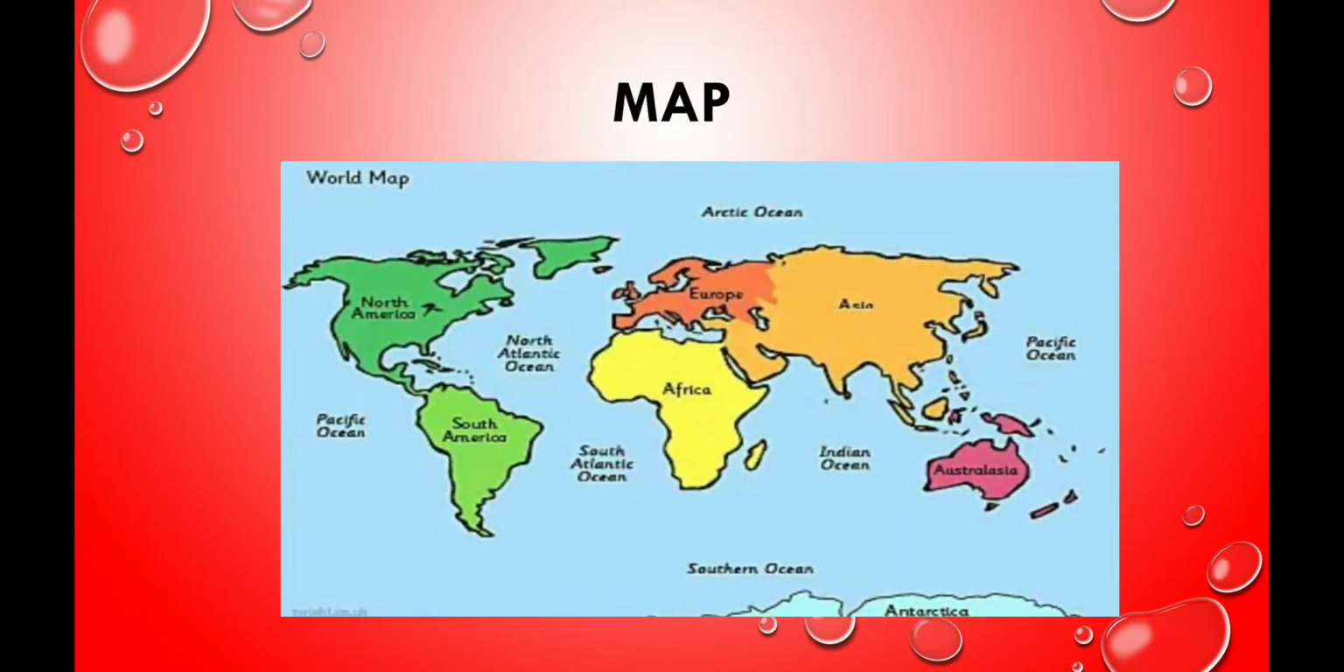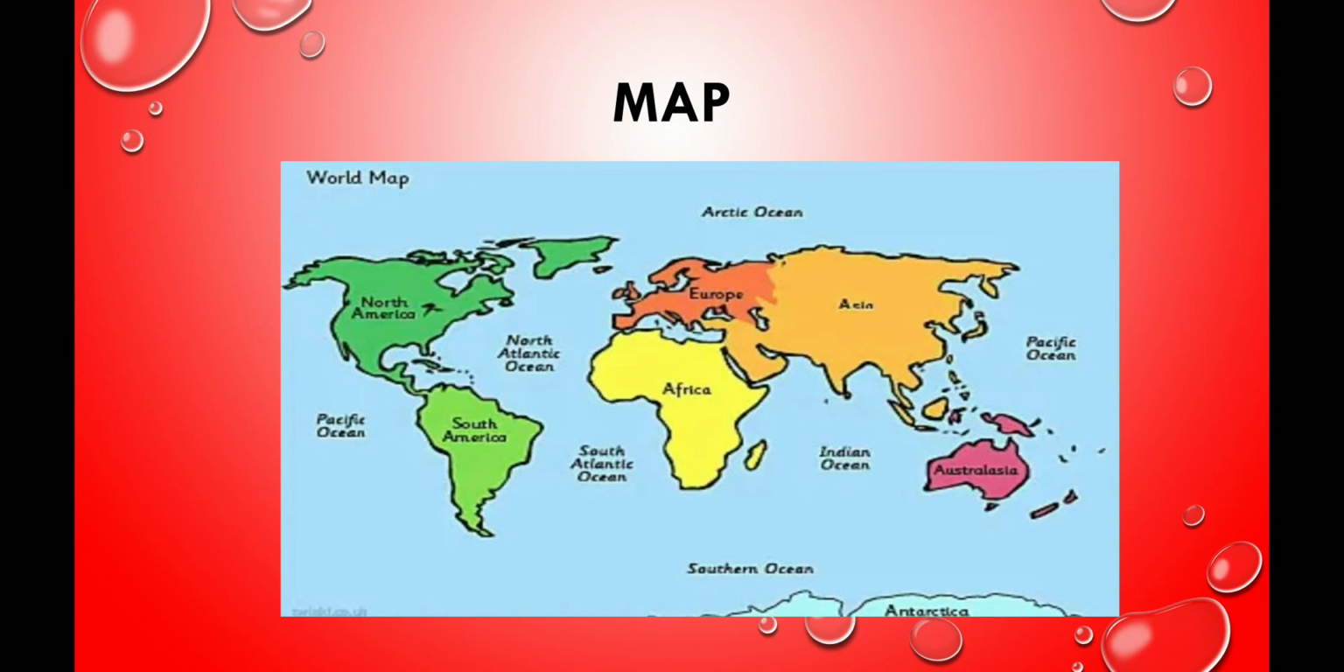Map. As it is shown in the picture, this is the picture of a map. To study the earth and its different features, we use a map. So what is a map? A map is a drawing or representation of the earth or a part of it on a flat surface, and various features are colored in different colors. There are various features such as mountains, rivers, roads, etc.